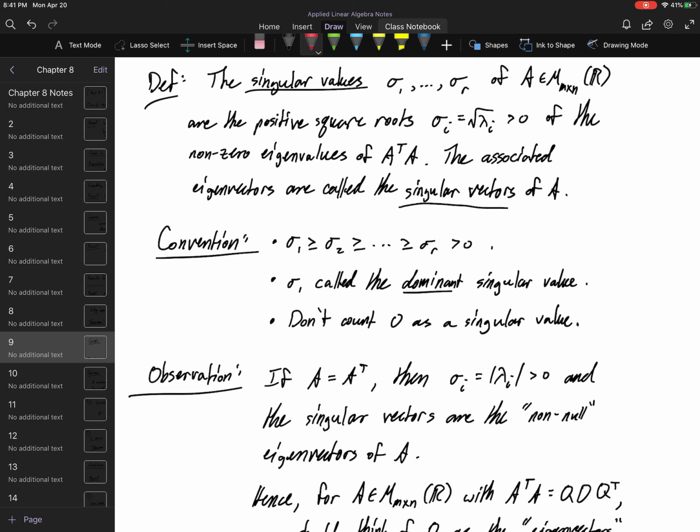Right? So what we should think of here is, in the symmetric case, if A is equal to A transpose, then the singular values are the absolute values of the eigenvalues of A, and the singular vectors are the non-null vectors. So in other words, we need to make sure that all the eigenvalues we take here for our singular values are non-zero. So that means that we can't be using any vectors that belong to the kernel of A. Right? So we're just omitting all the non-null space vectors.